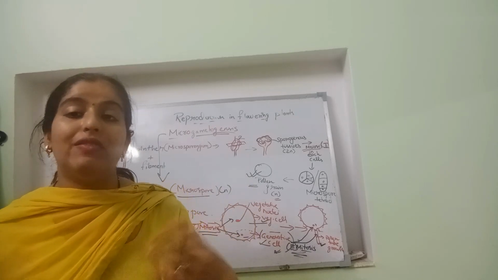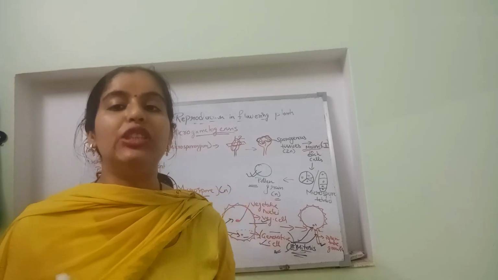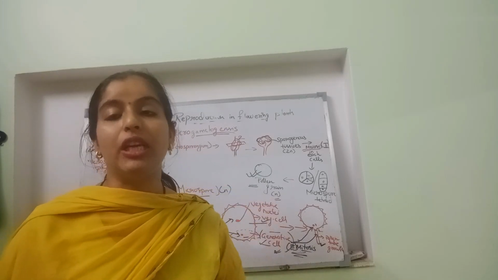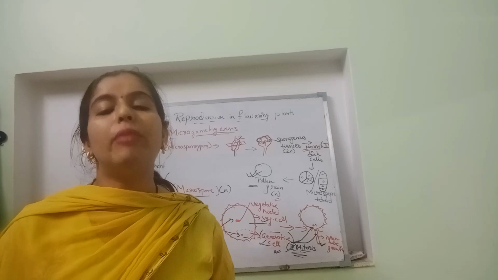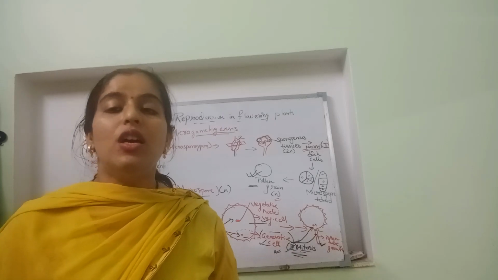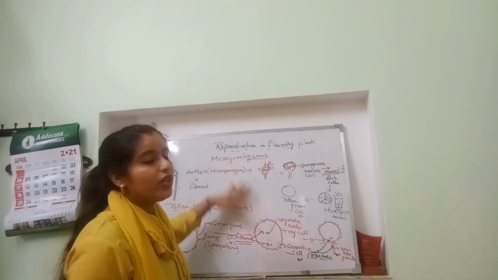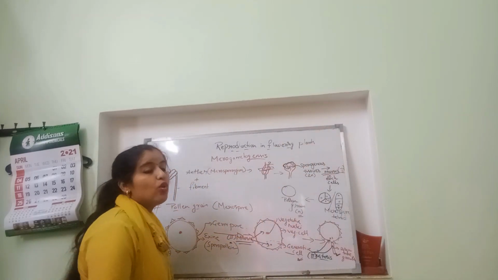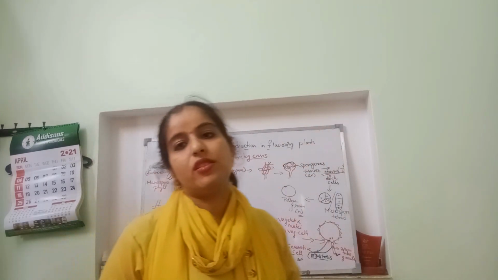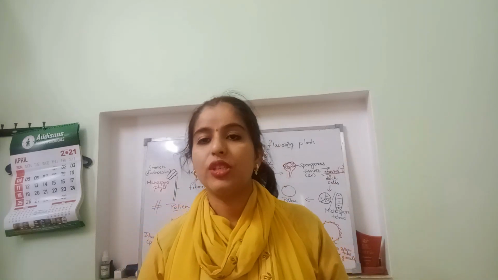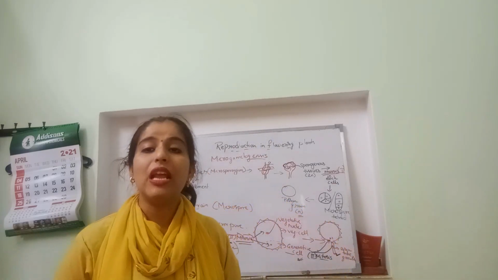And the generative cell is for the next generation, for generating something that will undergo the third mitotic division and form two male gametes. And this is all about microgametogenesis, and before that microsporogenesis, and how the male gamete forms in flowering plants.